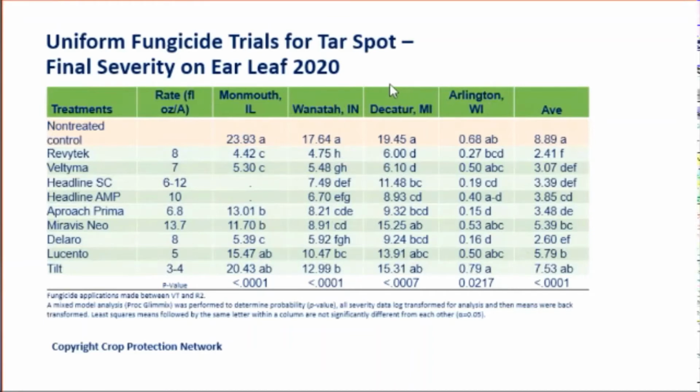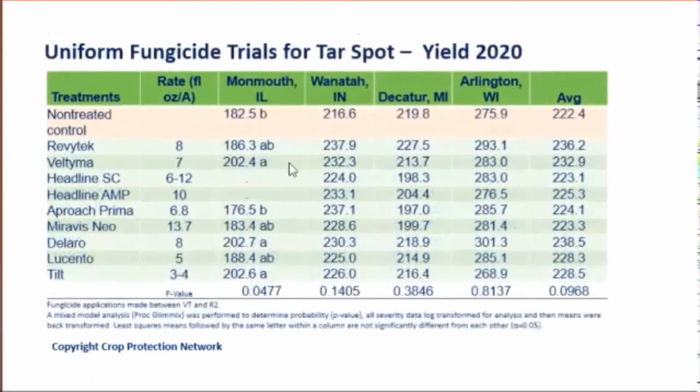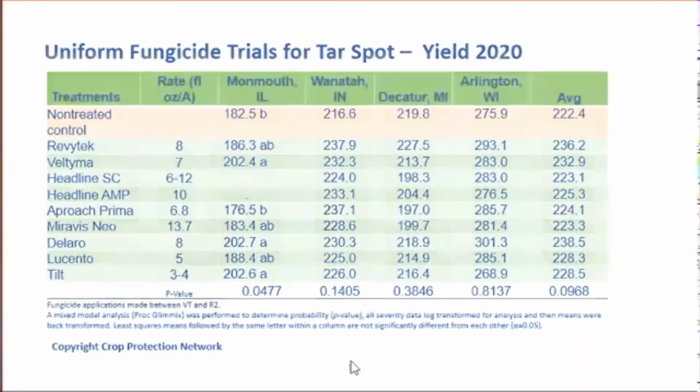So I think consulting data like these, which you can find on the Crop Protection Network webpage, as well as that fungicide efficacy table, can really help you when you're making decisions for fungicide applications to manage different diseases. And these are the yields, which correlated to the amount of disease that was seen, with Monmouth being the only location that had any separation in the yields there.